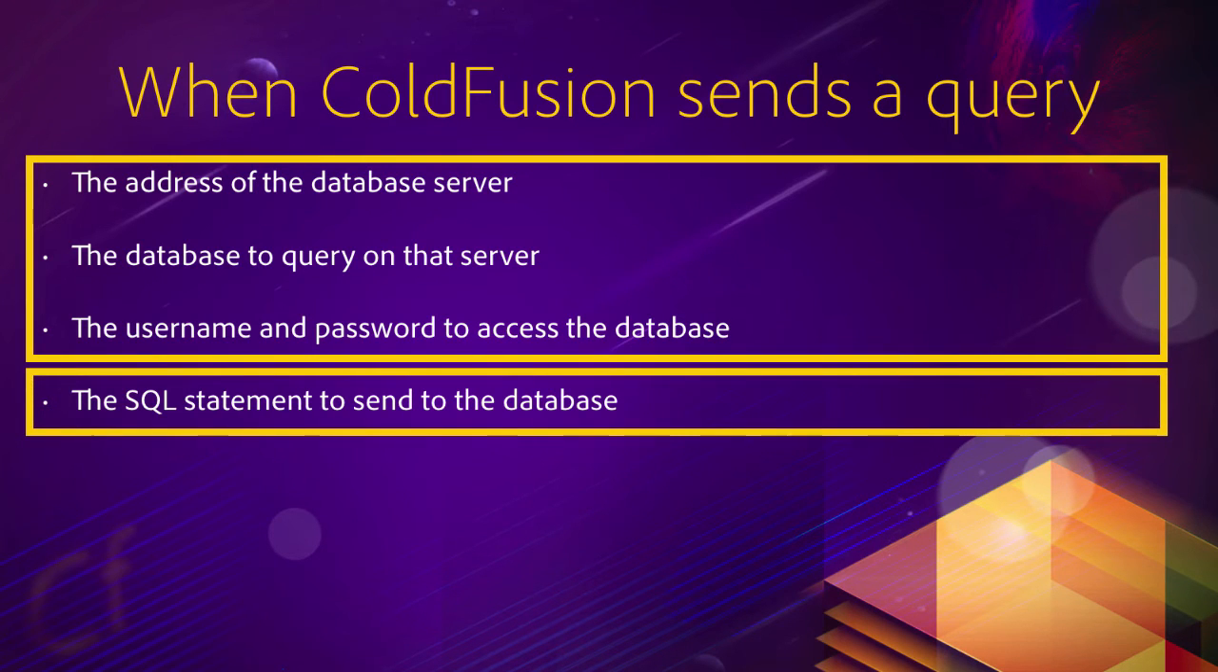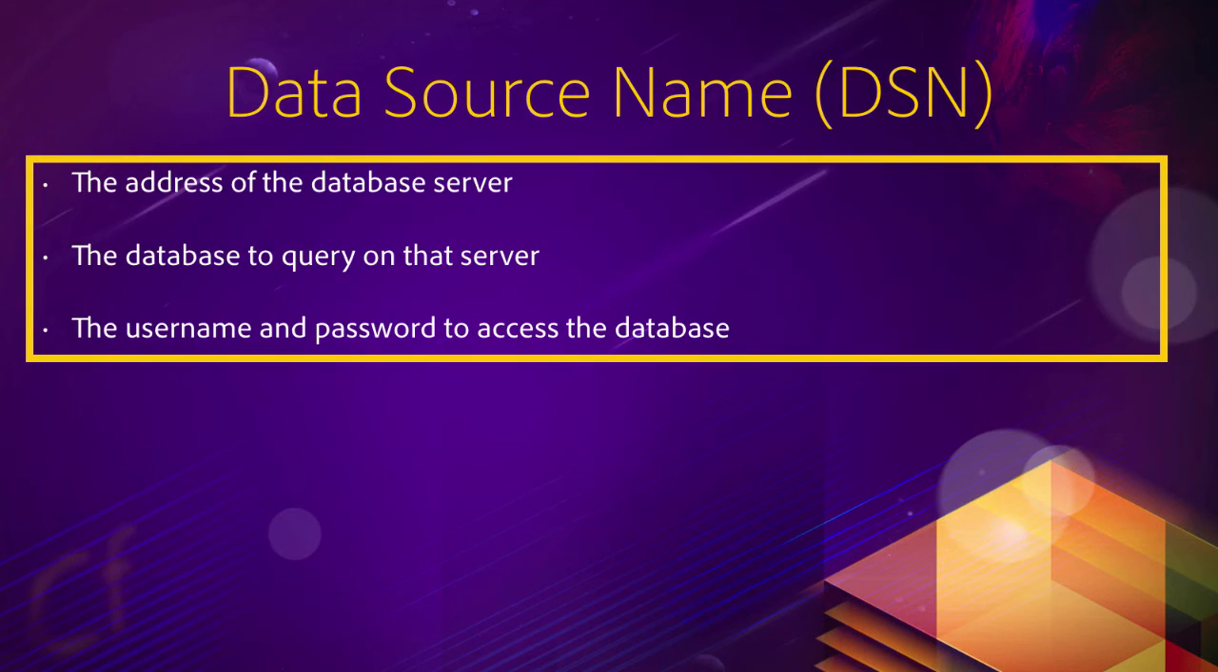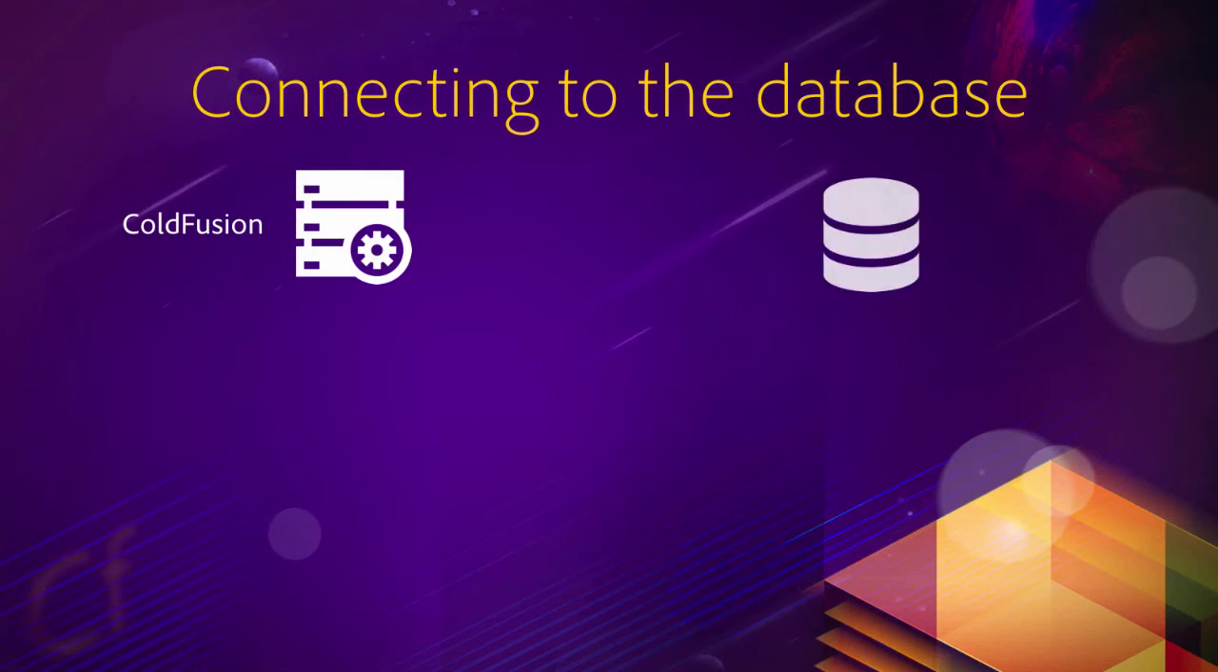So ColdFusion has come up with this idea, and they define what is called a DSN, a data source name. And the data source name in ColdFusion is simply a little file that stores the address of the database server, the database to query on that server, the username and password to access that database, and a few more pieces of information. So when connecting to a database, ColdFusion takes that DSN, it takes the SQL statement that you want to send to the database, and it mixes both to create a request to the database.